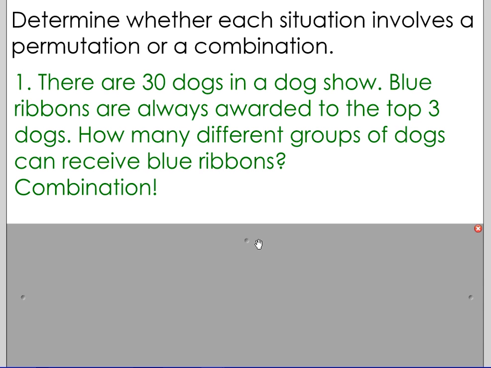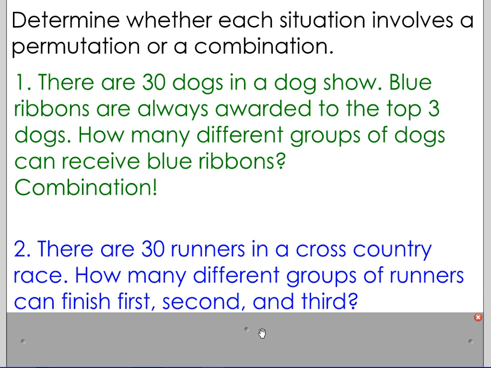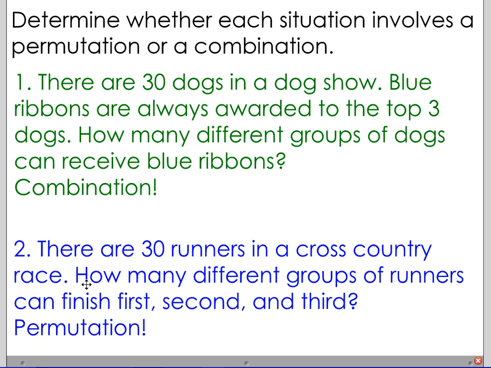Okay? On the flip side, there are 30 runners in a cross-country race. How many different groups of runners can finish first, second, and third? This would be considered a permutation. Okay, so please come to class tomorrow knowing the difference between a permutation and a combination. Please know the formula for a combination and a permutation. All right, and we will go from there. All right, thanks.